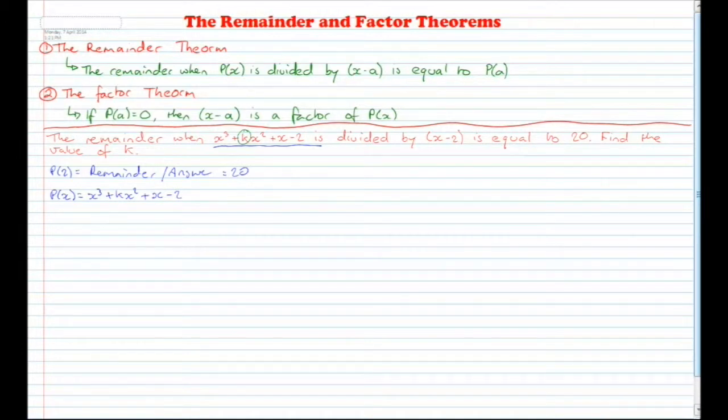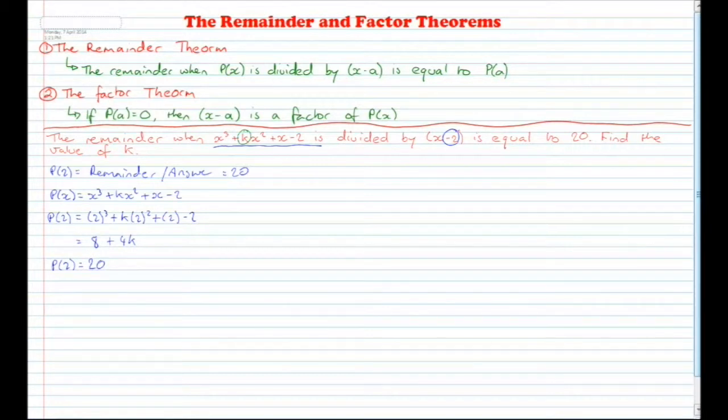And what I know is if I substitute in p of 2, because I was saying negative 2 here, x minus 2, so if I substitute in p of 2, I'll get p of 2 is equal to 2 cubed plus k 2 squared plus 2 minus 2. So that therefore is equal to 8 plus 4k plus 2 minus 2. Well, the 2 and the minus 2 are going to cancel each other out, so you just got 8 plus 4k. Now I know that the remainder is actually equal to 20, not 8 plus 4k. So what I can say is p of 2 is actually equal to 20.